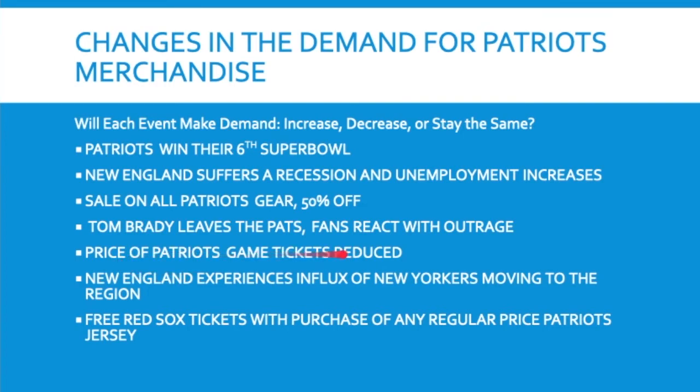The price of Patriots game tickets is reduced. Think about that. That is a price of a related good, so you might think of a complement good. People might say, oh, it costs less to go to a Patriots game. Instead of $100 for a ticket, I'm spending $75. So maybe I'll spend some money on a Patriots shirt because I got such a reduced price. So then your demand would go up to line C. That would cause an increase in demand because of a complement good.